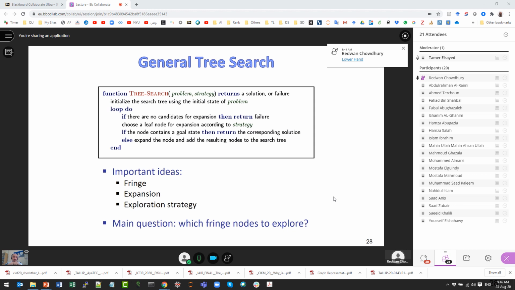Another, right? Yes, the strategy is to choose one of the current leaves of the tree, because remember that we don't build the tree completely from the beginning. We build it incrementally. So we are exploring the tree step by step. At any point in time we might have some leaves, so we will choose one of them. After choosing one of them, the remaining leaves will be kept in the fringe for the future plans. Yes, we only select one of them at a time.